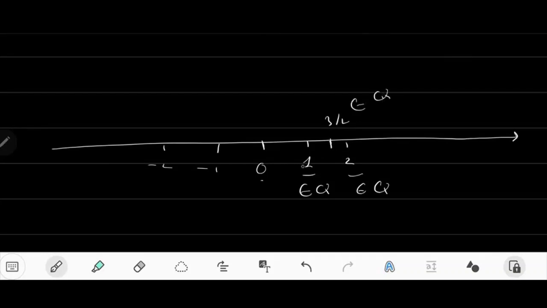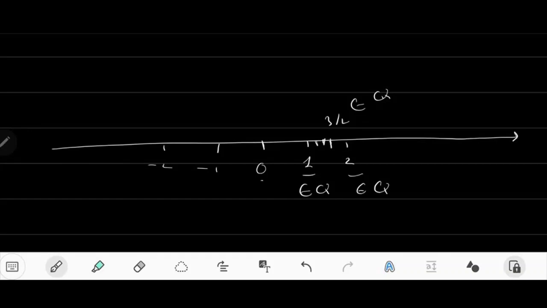Then between 1 and 3 over 2, you can always find also a rational number, for example the average of both, 1 plus 3 over 2, over 2. And then between 1 and this average, you can find a rational number. So you have an infinite number of rational numbers. Between any two rational numbers, you can find a rational number. Between any two real numbers, you can find a real number, of course, because they can be rational. And also between any two irrational numbers, you can find an irrational number.